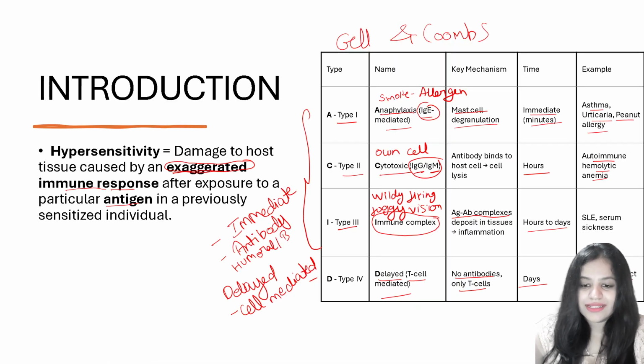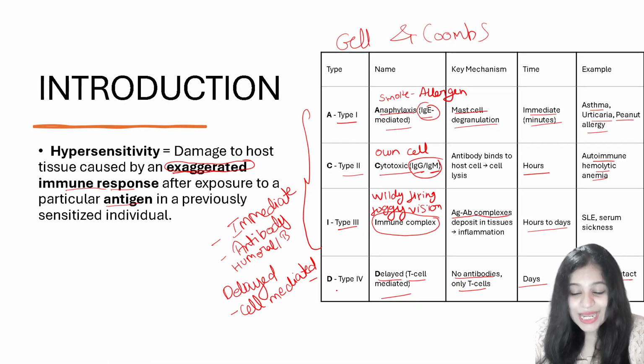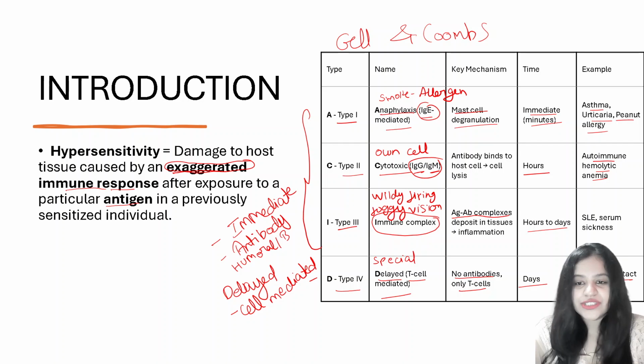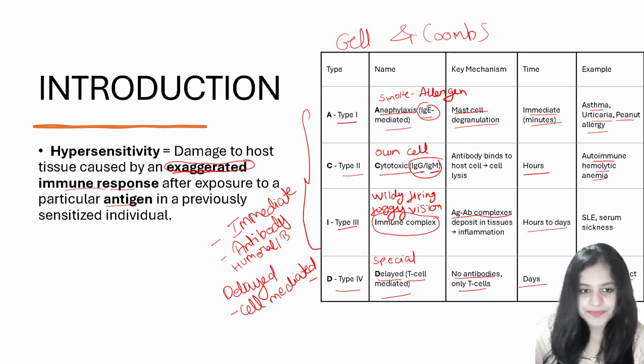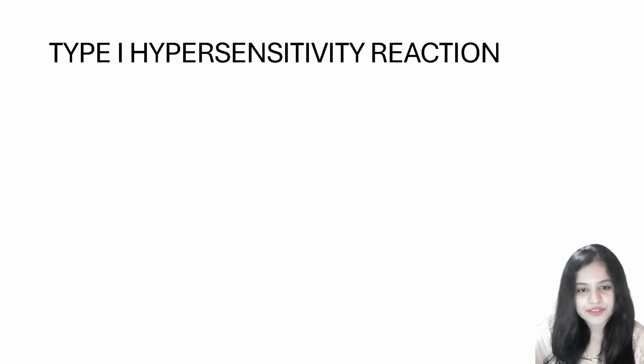Sorry. That is the immune complex. And type 4 is like a special team which arrives late but still causes damage. Okay. That was your Gell and Coombs classification. Now let's start with seeing type 1 hypersensitivity. Now let's see the definition first.